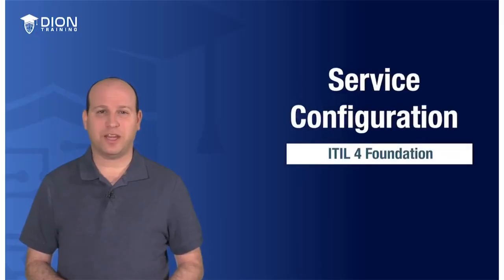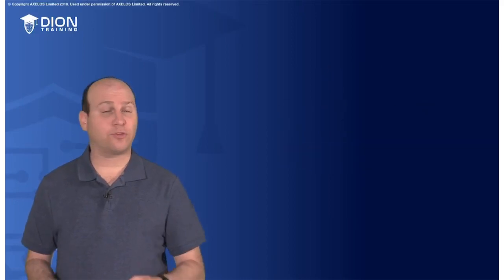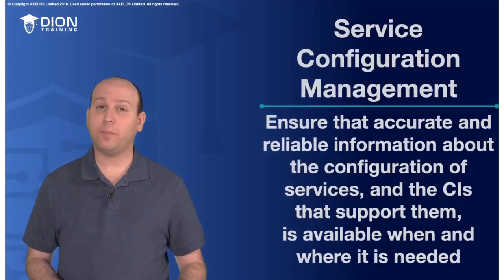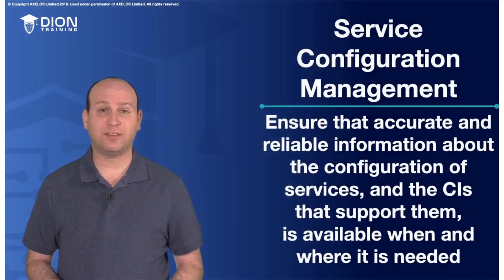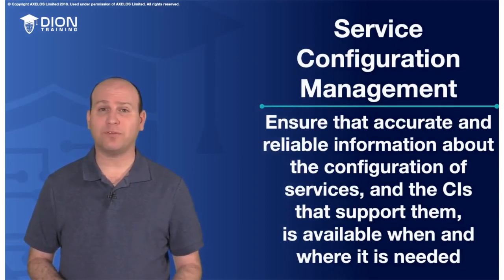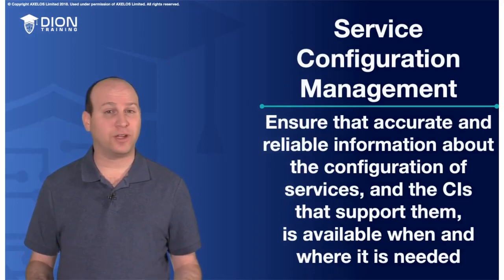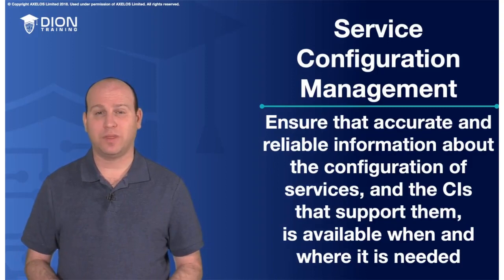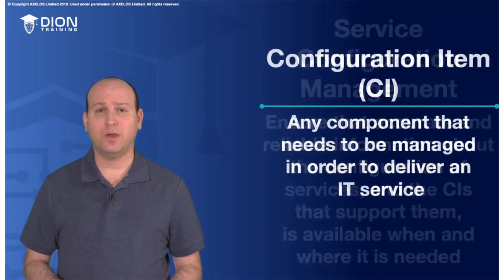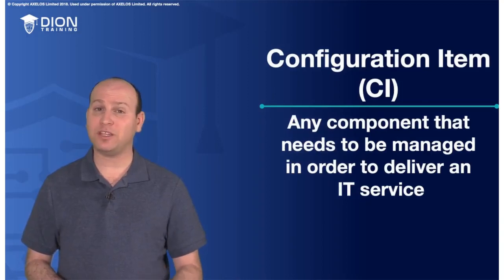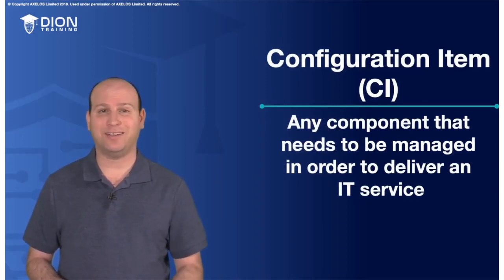Service configuration management. This is another practice that you have to recall the definition for. The purpose of the service configuration management practice is to ensure that accurate and reliable information about the configuration of services and the CIs, known as configuration items, that support them is available when and where it's needed. So when I think about this, first we want to talk about what is a CI. Well, a CI is any component that needs to be managed in order to deliver an IT service.